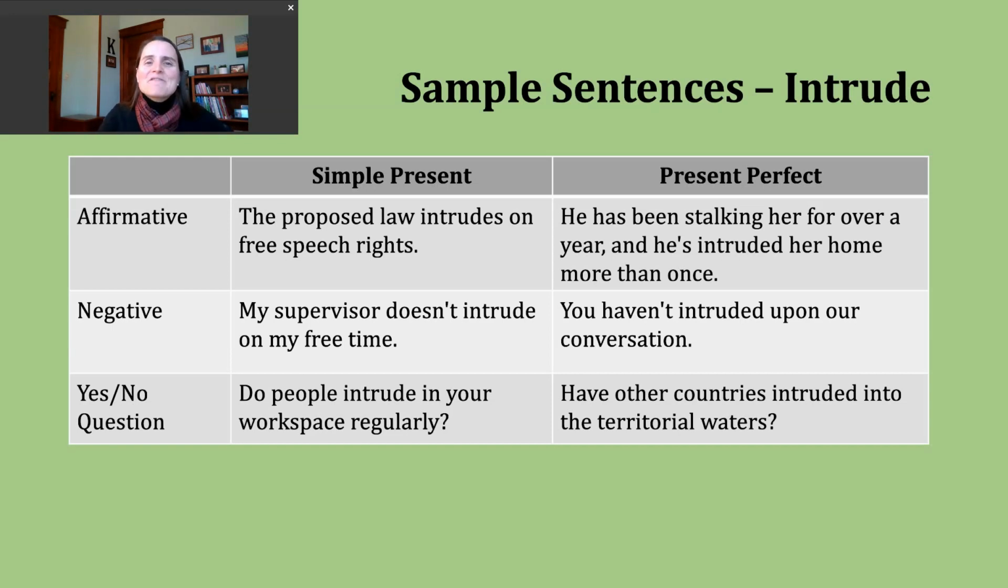And finally, let's look at making a yes or no question in the present perfect. To do this, I start with have or has. Whichever form matches my subject, that subject comes next. Then we use the participle form of the verb. Here's my last example. Have other countries intruded into the territorial waters?